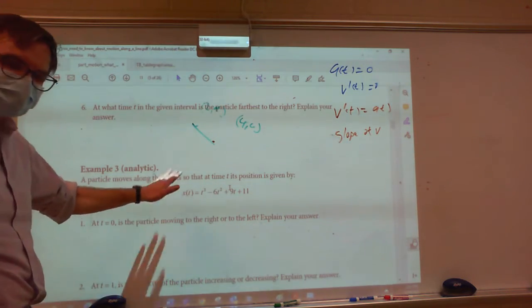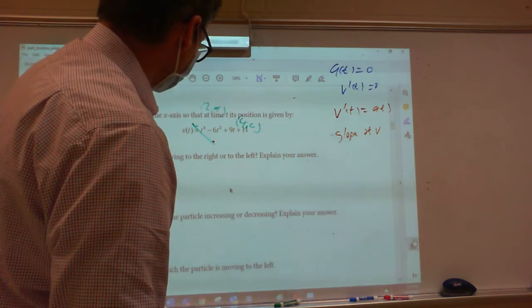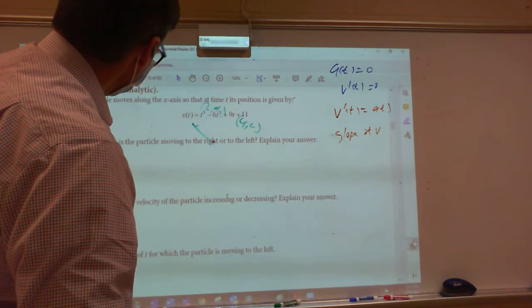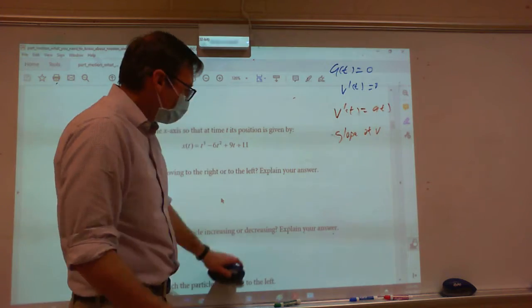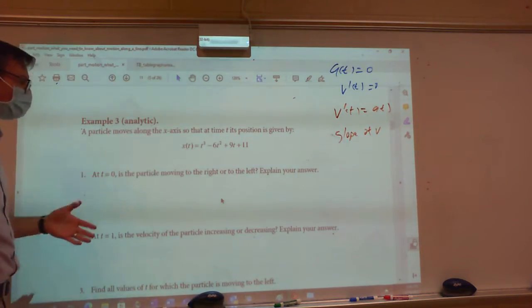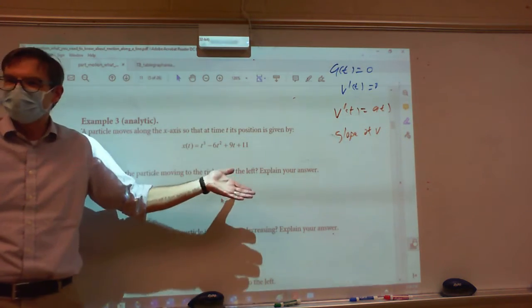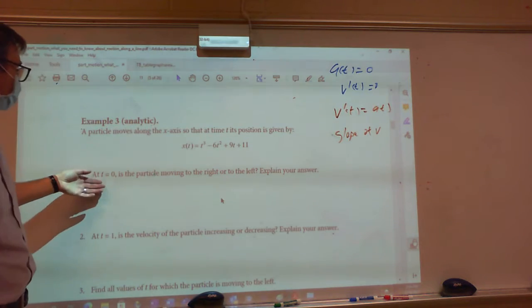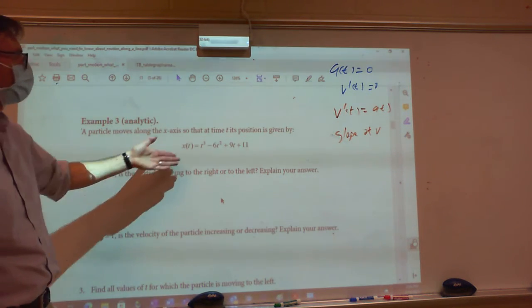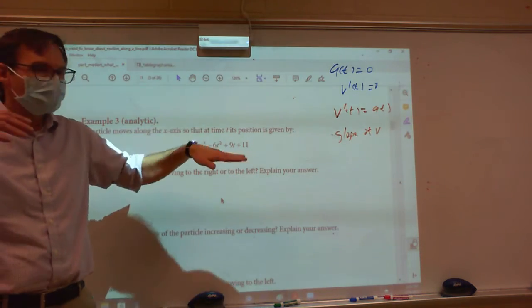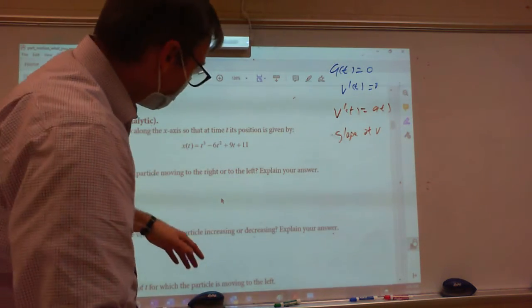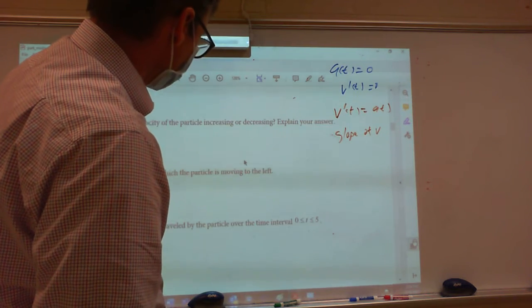I've already kind of done this one, and I want to talk about new stuff. So here's your analytic one, and I may have to come back to this later, but this is modeling kind of what we did last semester. At t equals 0, is it moving right or left? Usually when you have this, you take the derivative, find your velocity and your position equation. Once you have all of that, you can answer all this stuff.